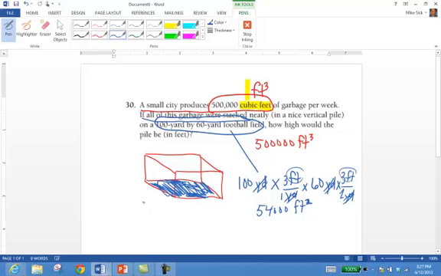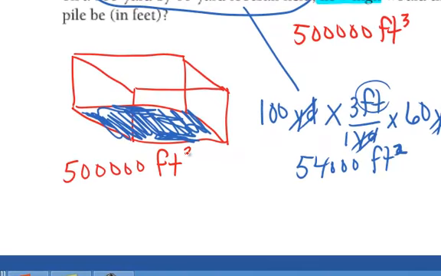And remember when we're talking about volume, stacking it up high, we got how wide the football field is, how long the football field is. We don't know how high. And the how high part is what we're trying to find out. So if I want to find out how high it is, I know that 500,000 cubic feet is how much volume the pile has. And again, I know that 54,000 square feet is the dimensions of the football field.